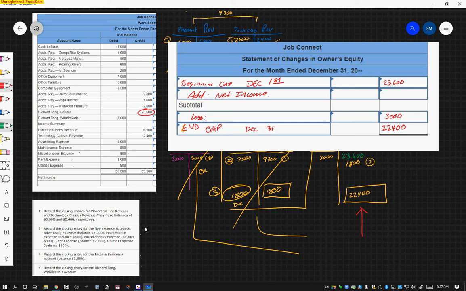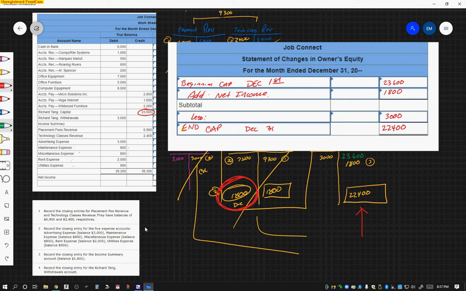Now, how much was that? Well, if you took it all total, you would say that your net income was $1,800. Excuse me. If you want to look at what your net income was, is it not found in your closing on your income summary account?